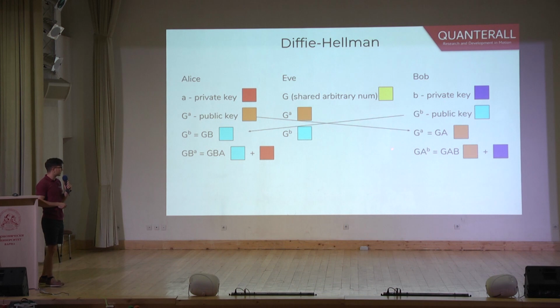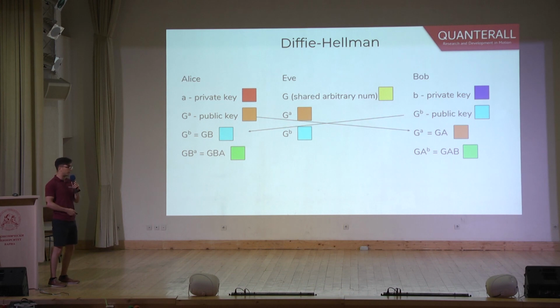Bob is going to do the exact same thing. So he gets the public key of Alice, puts it to the power of his private key, and actually they'll end up with the same key. Here we have GBA, and here we have GAB, but it's actually the same key. And from this point forward, they can continue to encrypt and decrypt messages with this symmetric key, because now they have one key for encryption and decryption.